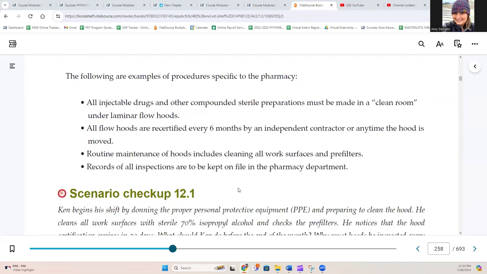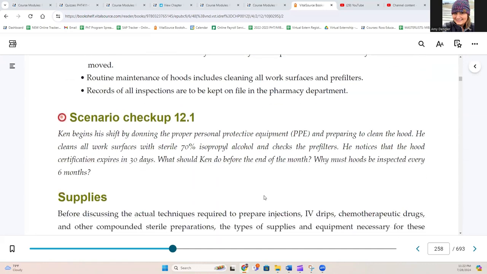All injectable drugs and other compounded sterile preparations must be made in a clean room under laminar flow hoods. All flow hoods are recertified every 6 months by an independent contractor or anytime the hood is moved. Routine maintenance of hoods includes cleaning all surfaces and pre-filters. Records of all inspections are to be kept on file in the pharmacy department.